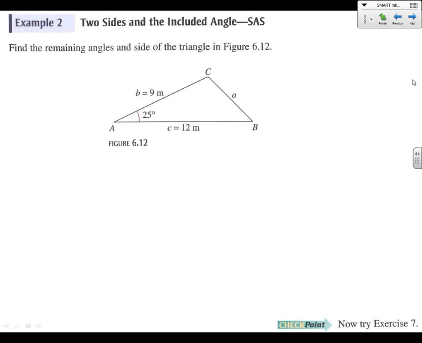All right, let's do the same thing here. We've got the remaining angles and the missing side here. So let's go ahead and figure out the missing side first. So a squared equals 9 squared plus 12 squared minus 2 times 9 times 12 times cos of 25. To the calculator we go.